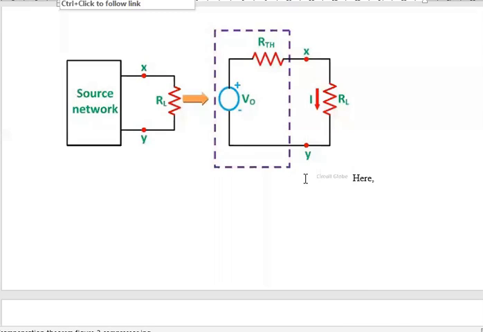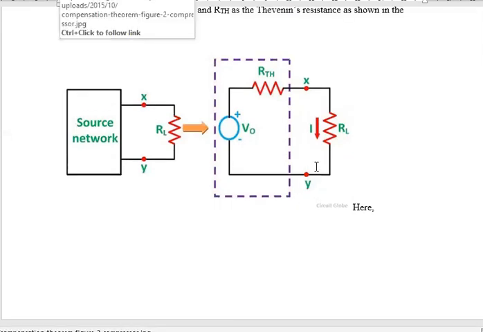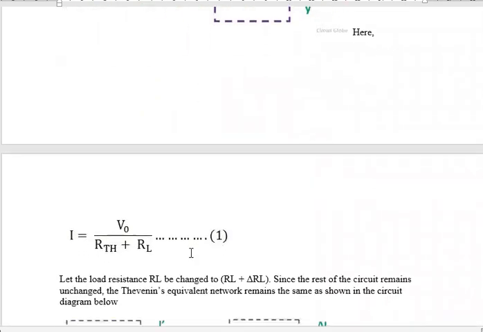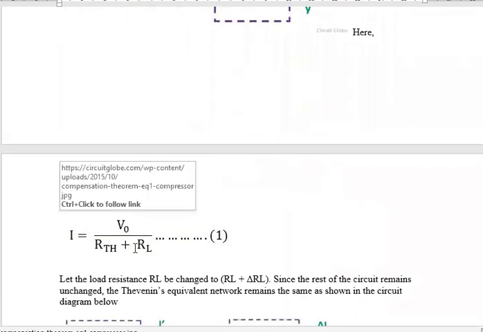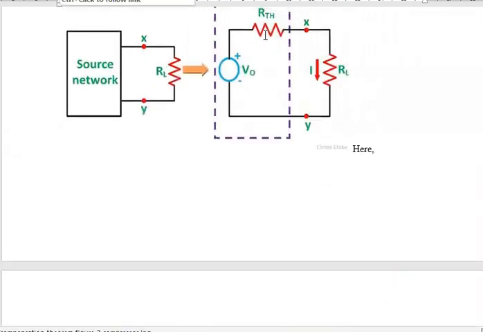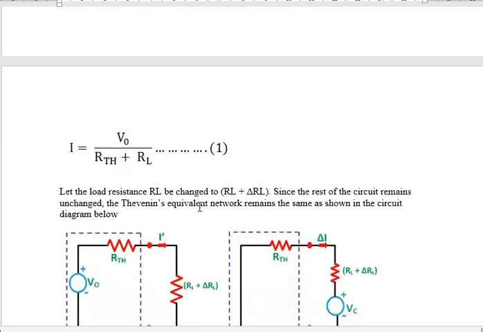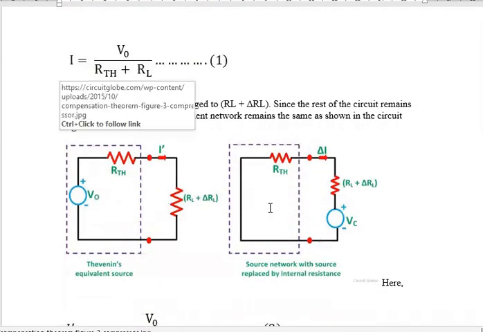Compensation theorem means, now this is the circuit. Here I is the current flowing through this load branch RL. This is the load branch RL. Now initially, when there is no change in resistance of this branch, I is the current flowing through this branch. Simply I equals V0 by RTH plus RL. Okay. Next, now see this circuit.